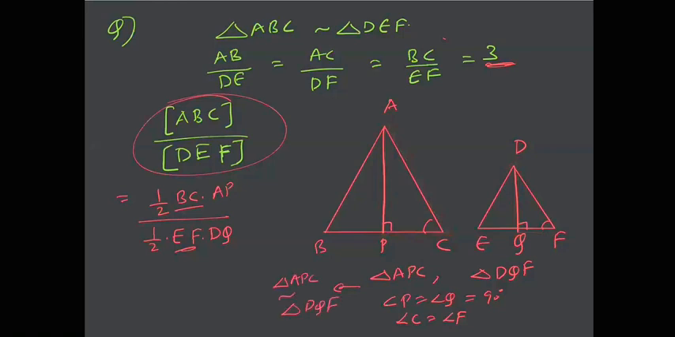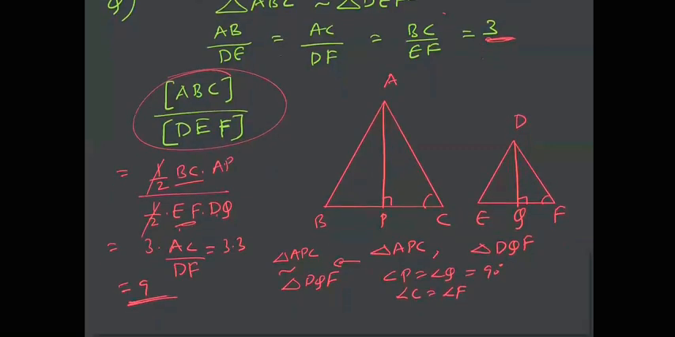Now since these two triangles are similar, I can say that the sides are proportional, right? So I can say that AP over DQ is equal to AC over DF. So the half gets cancelled. BC over EF is 3, and AP over DQ is nothing but AC over DF, which is again 3, right? So this is 9. Okay. So the ratio of areas is 9.